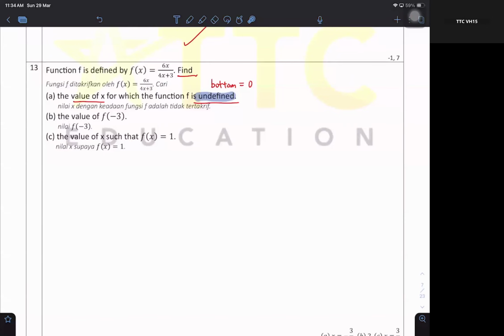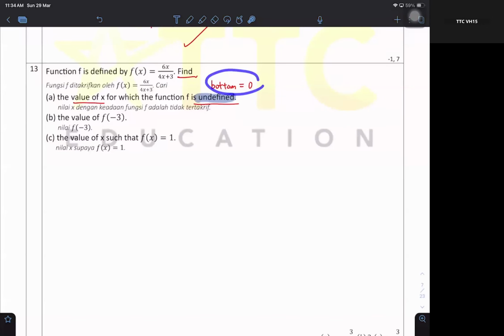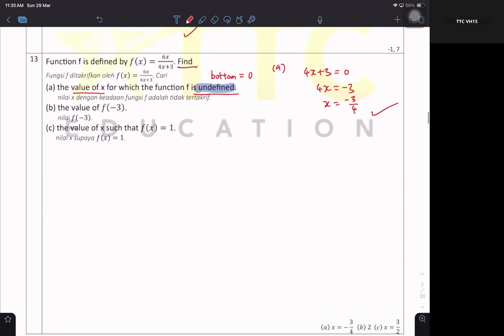So how to make it math error when the bottom is 0? Understand? So you take the bottom equals to 0. Because when the bottom is 0, it will be undefined. So 4x plus 3 equals 0. 4x equals -3. x equals -3 over 4. Yeah, that's the answer.